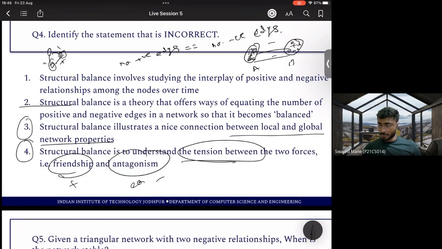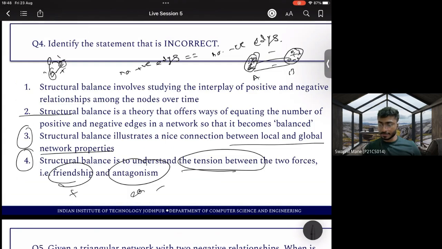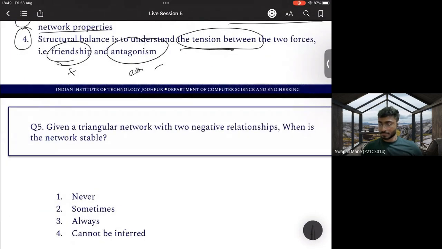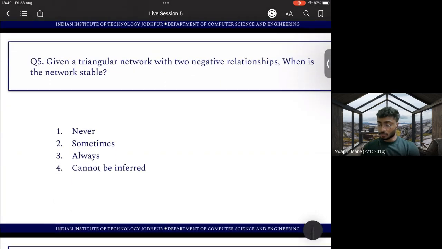Yeah, I hope so. Here the incorrect option is only the second option, which is equating the number of positive and negative edges. It is not correct, right? I hope you understood this theory. Let's move to question 5.